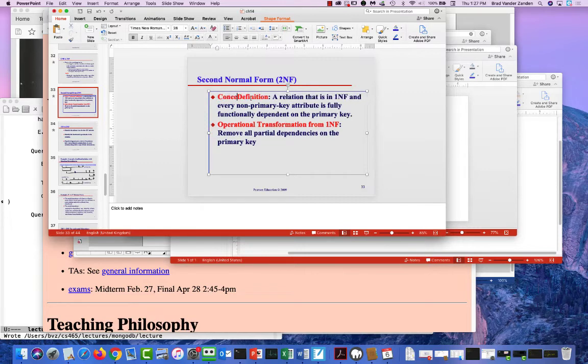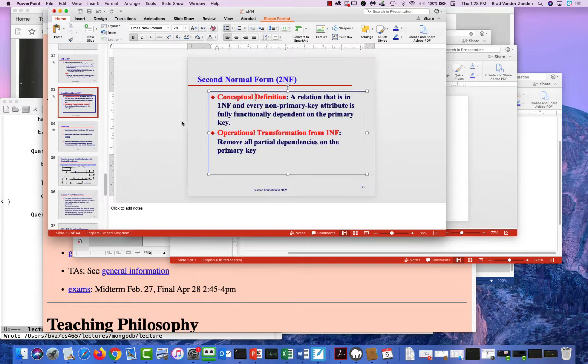Let's call this conceptual still. Guess I don't have the brain insight yet to give you a good conceptual definition for second normal form. Third normal form will have every entity in a separate relation. But second normal form means that we remove all partial dependencies on the primary key, and we're going to move them to their own relations.